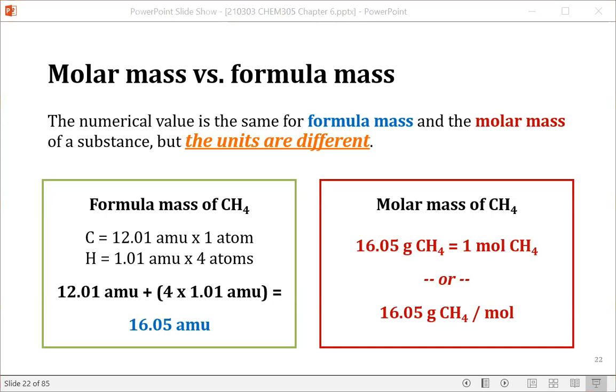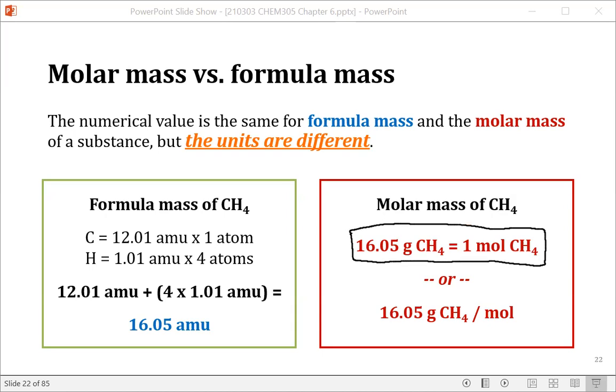The difference is the units have changed, because when we're talking about molar mass, what we're talking about is how much 1 mole of that substance weighs in grams. So we say that there's 16.05 grams of methane per every mole, or written out as a conversion factor, it's that 16.05 grams of methane equals 1 mole of methane.